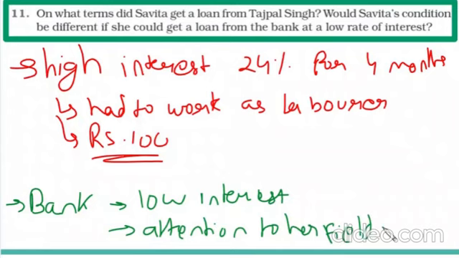Savita got a loan from Tajpal Singh at the rate of interest of 24% for 4 months. And also, she had to work for Tejpal as a laborer and get 100 rupees per day, which is less than the minimum wage. The case would be better if she took a loan from the bank, as the rate of interest would be lesser than Tejpal's, and also she could pay attention to her own field.